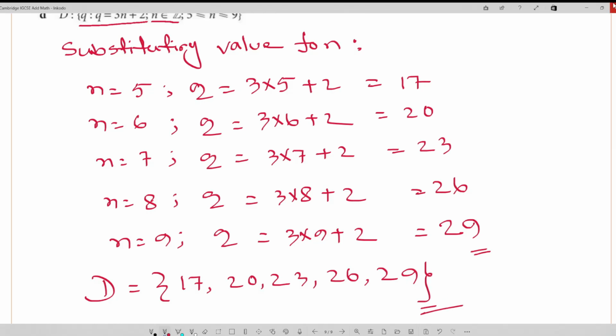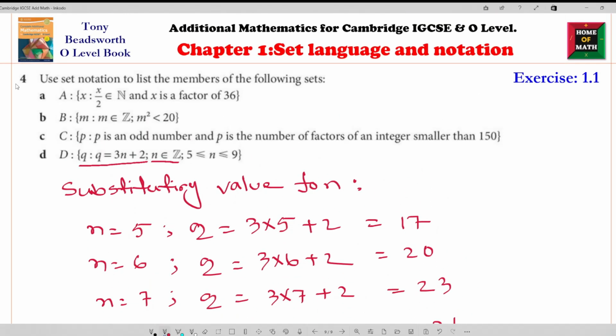Okay, so no more today. We are trying to solve number 4, which is use set notation to list the members of the following sets. I hope all the questions are very easy, especially number C. You have to keep concentration more.